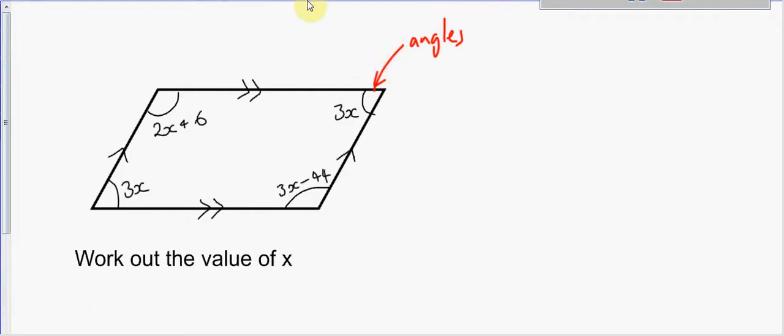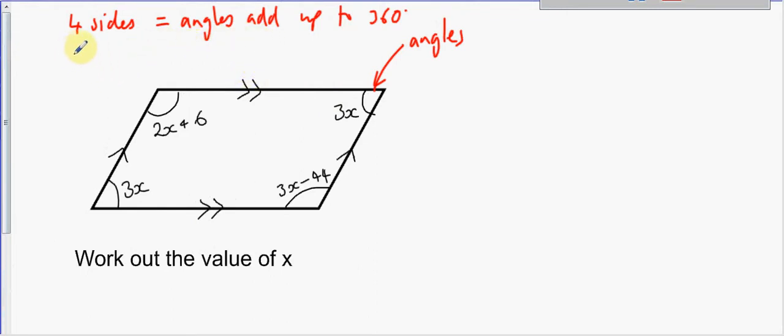Now, there are a couple of things you might know about the angles of this shape. It's a parallelogram, which means it's got 4 sides. So 4 sides, that means the angles add up to 360. So you could use that fact. You could add up all the angles and they come to 360.